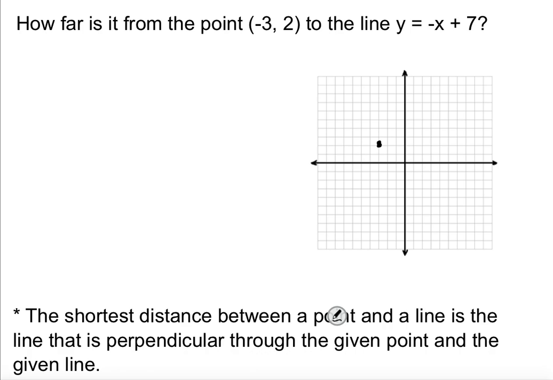So there we have the point graphed. Now let's use the slope and the y-intercept to graph out the line. The y-intercept there is at 7, and then the slope is -1, so that's -1 over 1, rise over run, so down 1 and 1 to the right.